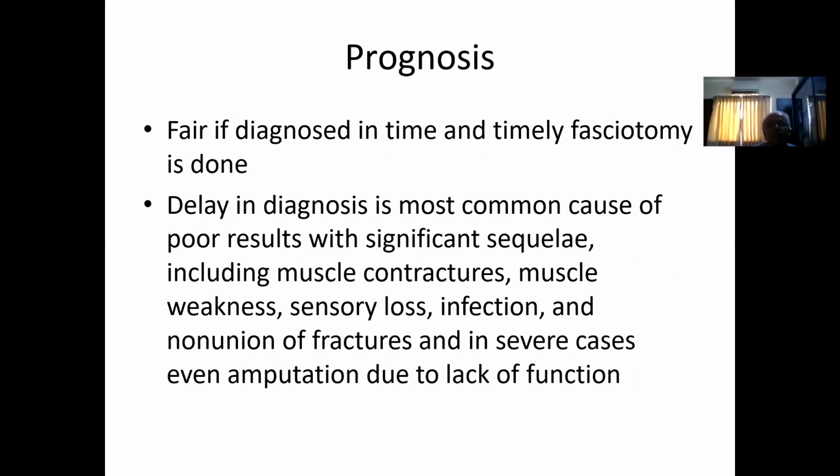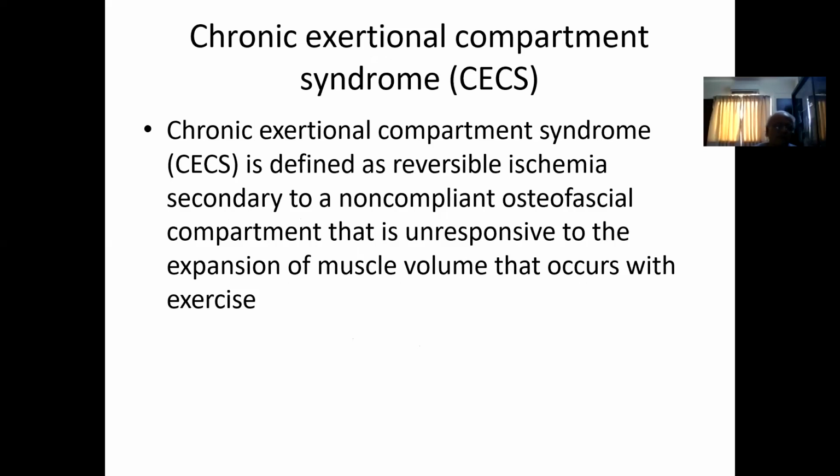Now, this is all about acute compartment syndrome. The other entity is chronic exertional compartment syndrome. It is defined as a reversible ischemia secondary to a non-compliant osteofascial compartment that is unresponsive to the expansion of muscle volume that occurs with exercise. While doing exercise, the pressure in the compartments increases and it can cause pain chronically, so it is known as chronic exertional compartment syndrome. It is usually associated with any exertion.